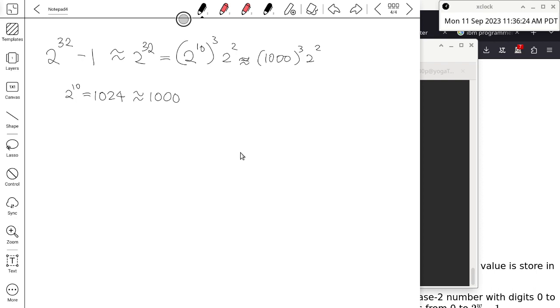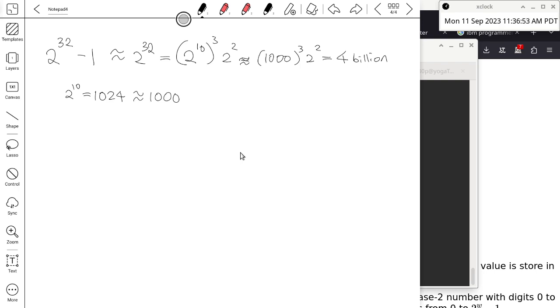1,000 is 1,000. 1,000,000 is a million. 1,000 million is a billion, okay? So now we say, oh, okay, so this whole thing is 4 billion. Is it exactly 4 billion? Is 2 to the power of 32 minus 1 exactly 4 billion? No. But for estimation purposes, it's close enough.